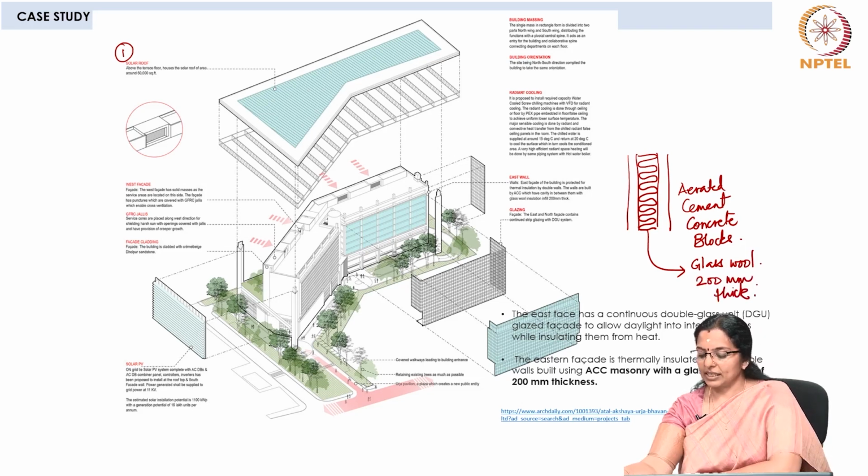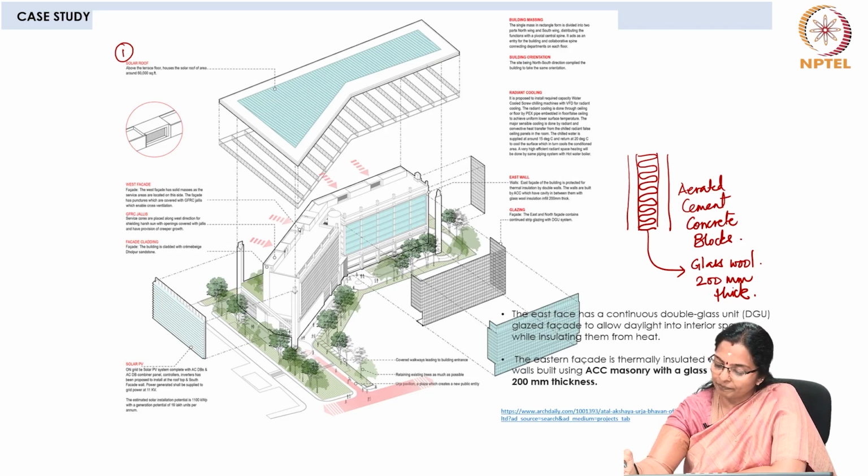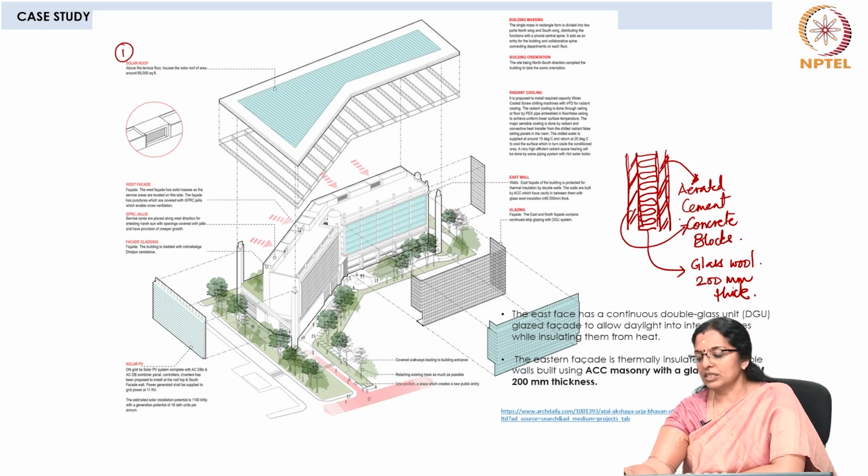So, the east facing has a continuous double glass unit, and it also has a glazed facade to allow daylight into interior spaces while insulating them from heat. So, it has aerated concrete walls. I am just showing the brick indication because it is the most accepted indication of a wall, and the insulation is glass wool.